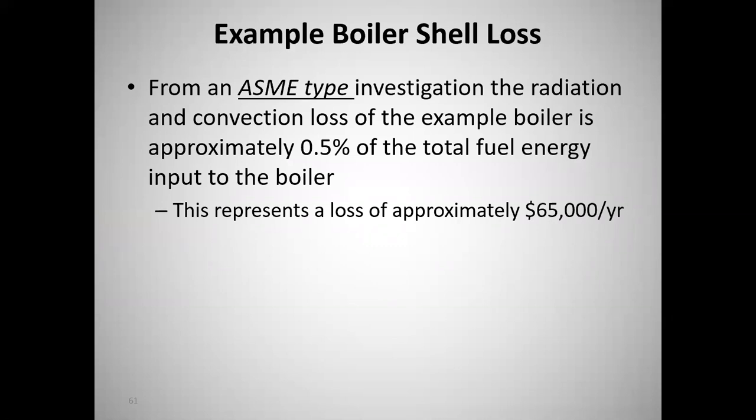Okay, so our example boiler that we had up there last time was making 100,000 pounds of steam, and it had a capacity of 120,000 pounds. So if you do an ASME type investigation, the radiation convection loss from that boiler is estimated at about 0.5% of the total fuel input energy. If you recall, we had a 77.1% efficiency, something like that, and it was costing $13 million a year to operate at $10 a million BTUs in fuel cost. So if you take 0.5% of 13 million, you get 65,000 a year.